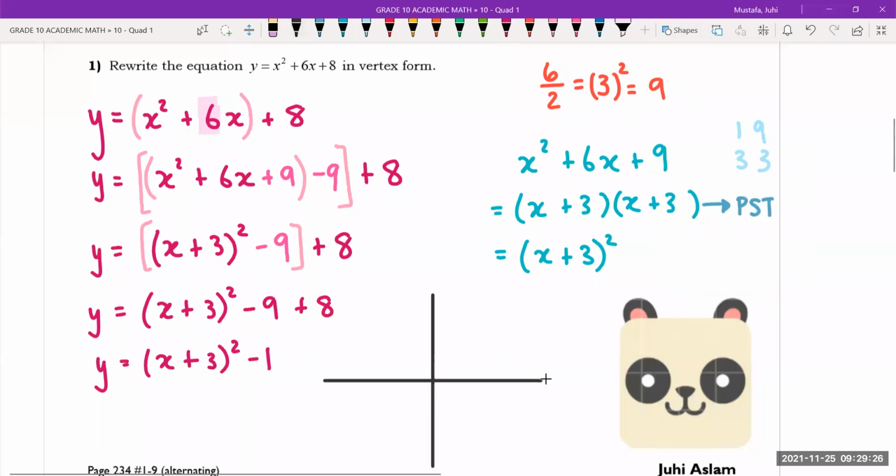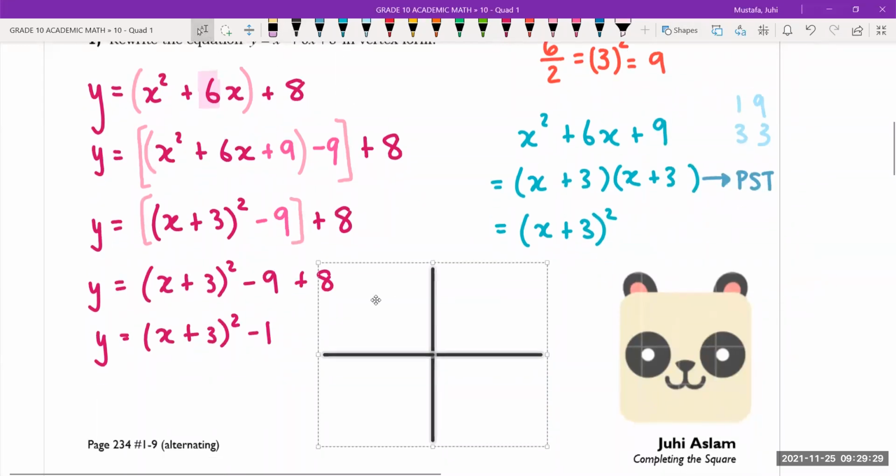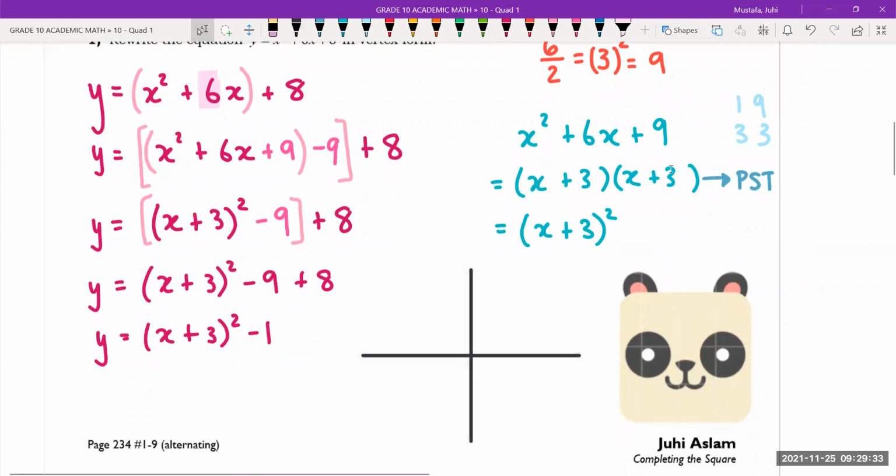All right, so why was this so important to do? Well, we now have our equation in vertex form. And I guess this is kind of good review for what we have been doing in the past. In vertex form, we can very quickly graph this and see what kind of graph we get.